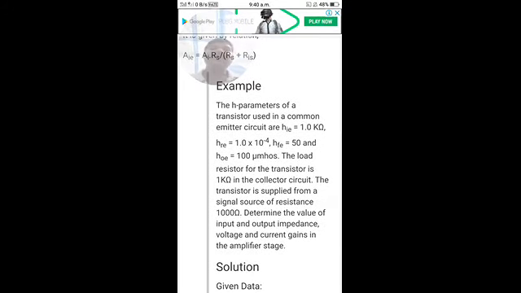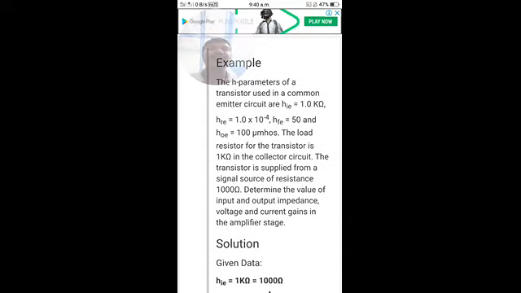The h parameters of a transistor used in common emitter configuration are: hie is 1 kilo ohm, hre is 1 into 10 power minus 4 reverse voltage gain, hfe forward current gain is 50, and hoe is 100 micromhos. The load resistance of the transistor in the collector circuit is 1 kilo ohm. The transistor is supplied from a signal source of resistance Rs, that is 1000 ohms. Determine the value of the input and output impedance Ri and Ro, and the current gain and voltage gain of the amplifier stage.